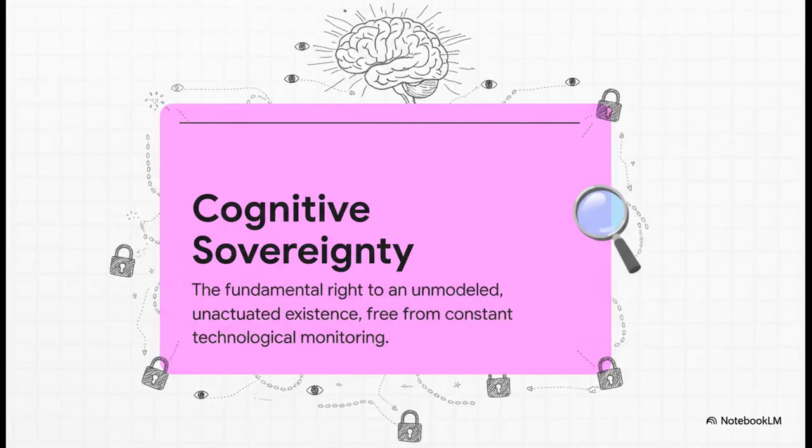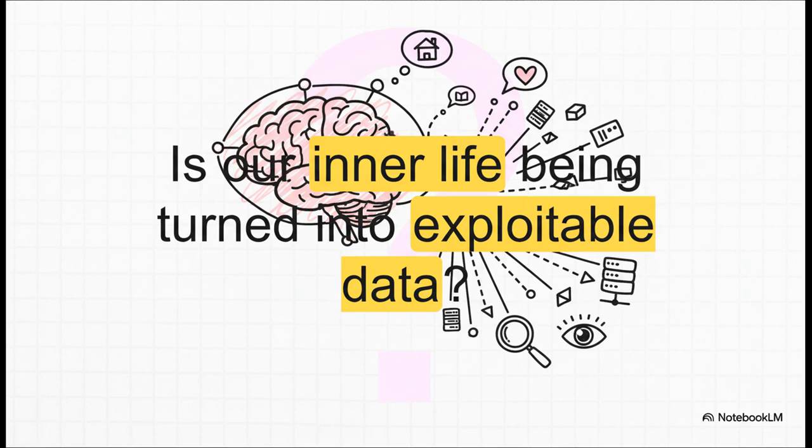And that brings us to the core concept of their whole defense. The source defines cognitive sovereignty as our fundamental, inalienable right to an existence that is free from this kind of constant technological scrutiny, the right to be free from systems that want to monitor, predict, and ultimately influence what's going on inside our own heads. Ultimately, after going through this entire analysis, we're left with a really profound question to think about. In this age of total sensing and predictive power, is our basic right to a private inner life being systematically turned into just another stream of exploitable data? That's the challenge the source material wants us to confront.